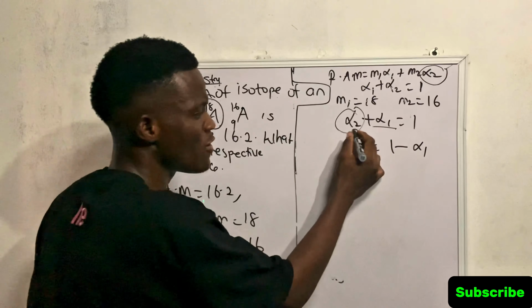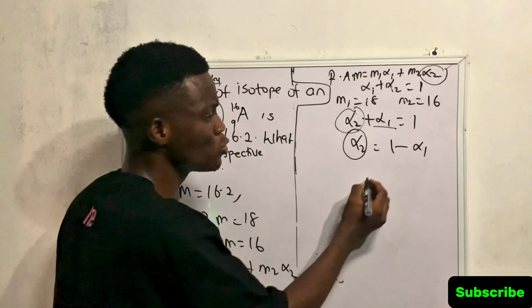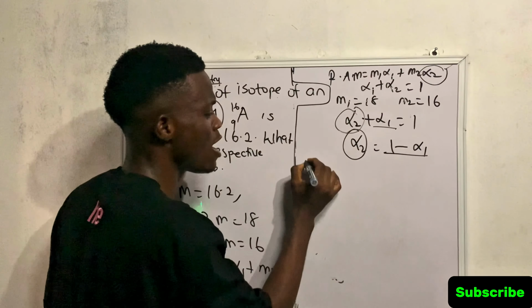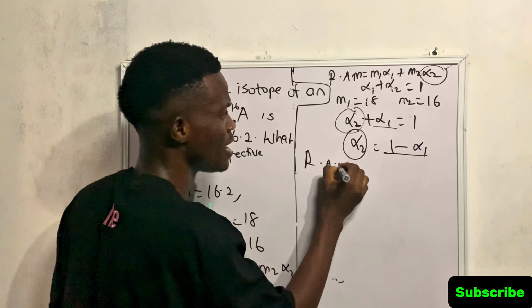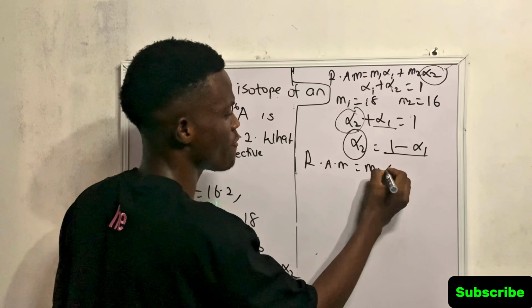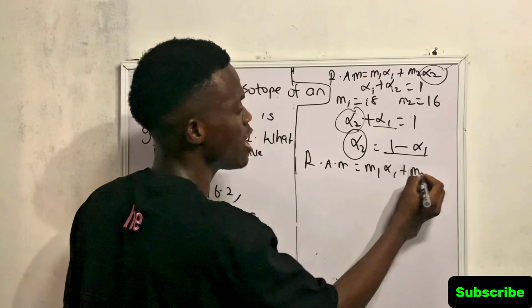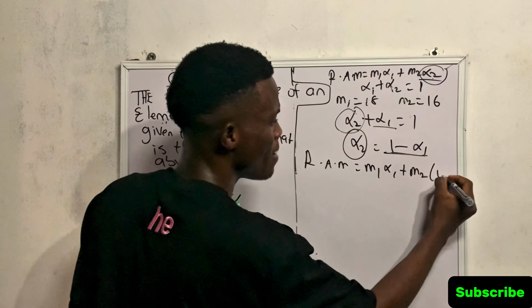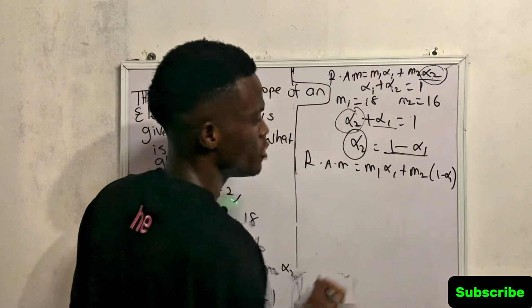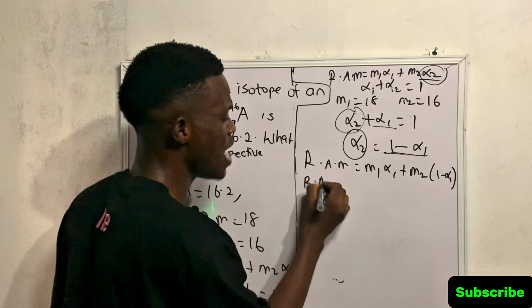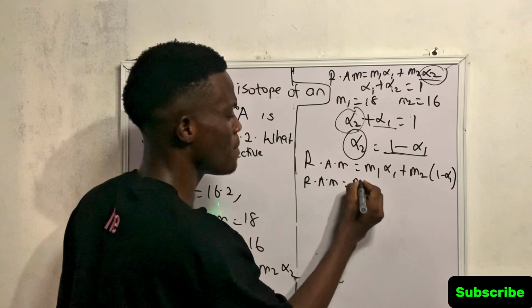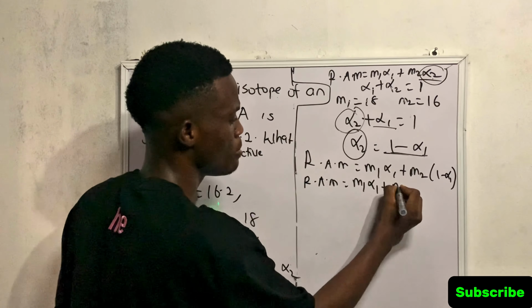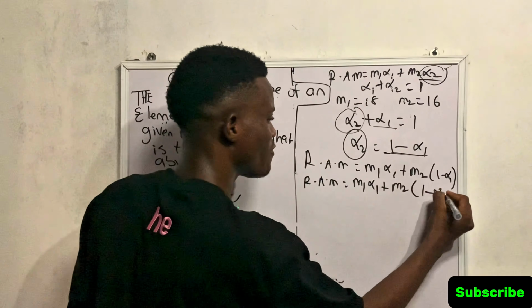That means anywhere I see alpha 2, I will put 1 minus alpha 1. So I will have RAM is equal to mass 1 alpha 1 plus mass 2. Everybody, what is alpha 2? Alpha 2 is 1 minus alpha 1, right? That means I will have my RAM given as mass 1 alpha 1 plus mass 2 into brackets 1 minus alpha 1.